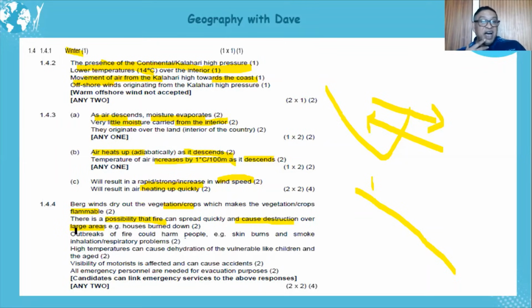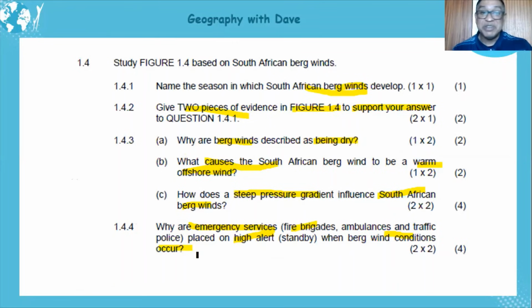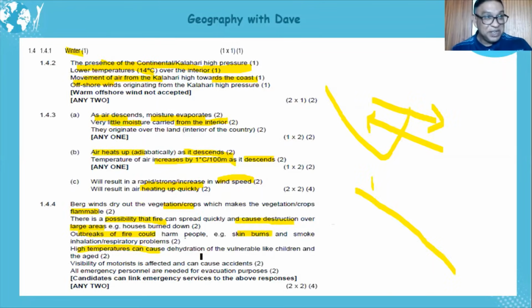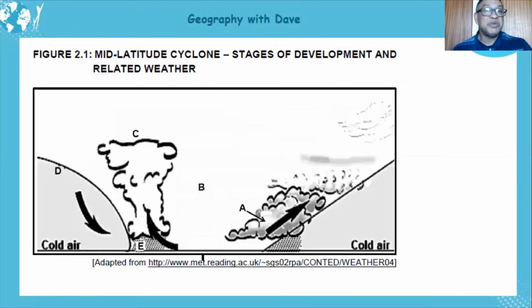Can you see it? Outbreaks of fire could harm people, skin burns, isn't it? You need the doctors. High temperatures can cause dehydration amongst children, etc. Can you see the answers? Now you know the effects of veld fires, etc. But the examiner brought in making it more realistic with the fire brigade, the emergency services. So nothing is difficult. And that was the questions there. Can you see it?